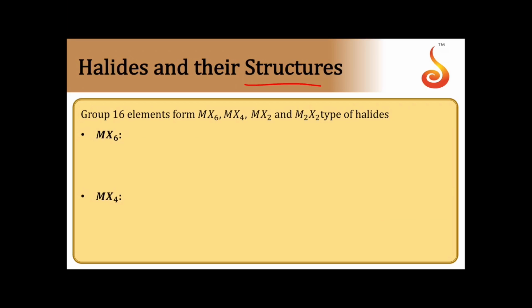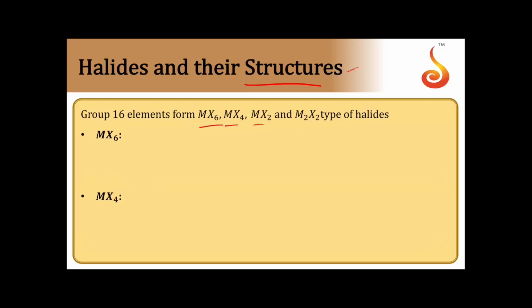Halides and the structures. The 16th group elements form four types of halides: MX6 hexahalides, MX4 tetrahalides, MX2 dihalides, and MX, which exist as dimers, that is, monohalides of the M2X2 type. To find the hybridization of these molecules, we require the total number of bond pairs plus lone pairs.